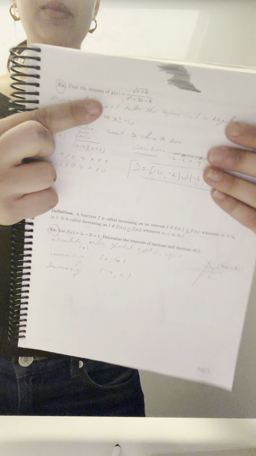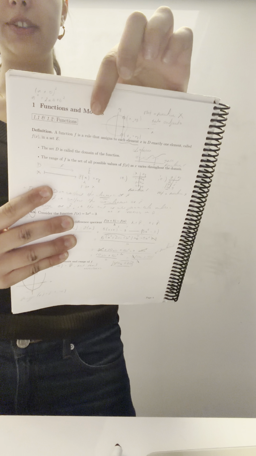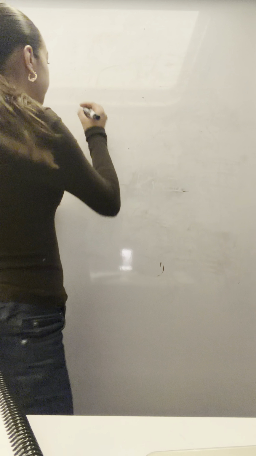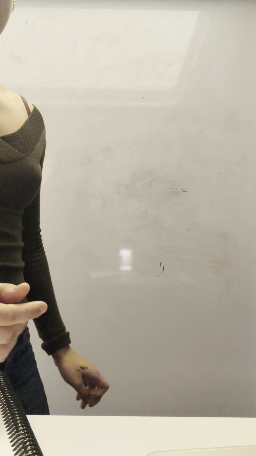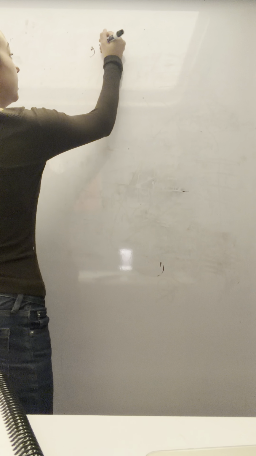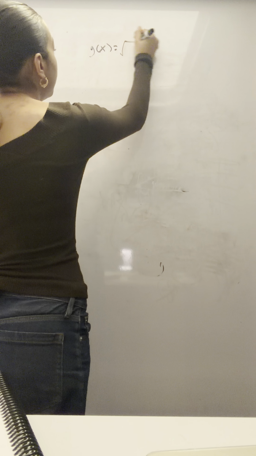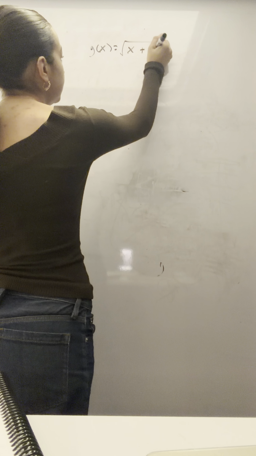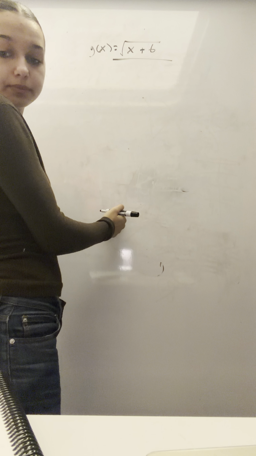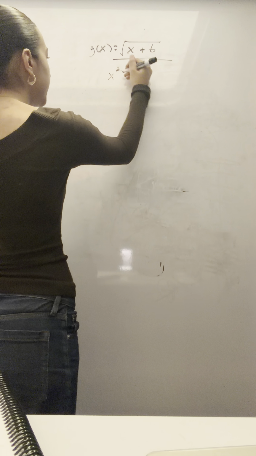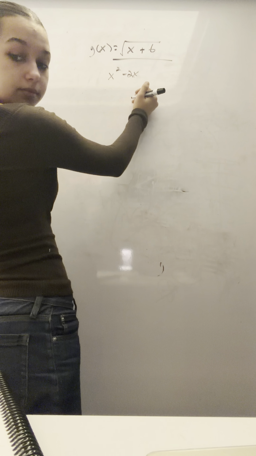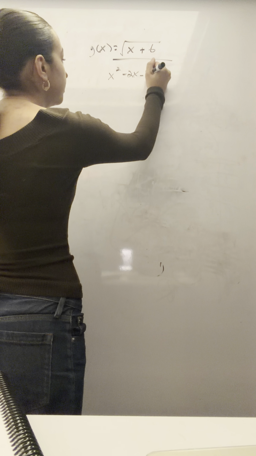Alright, so I'm going to work through this example right here of section 1, functions and models. Our example is asking us to find the domain of g of x. Our function g of x we're given is equal to root of x plus 6 divided by x squared minus 2x minus 8.